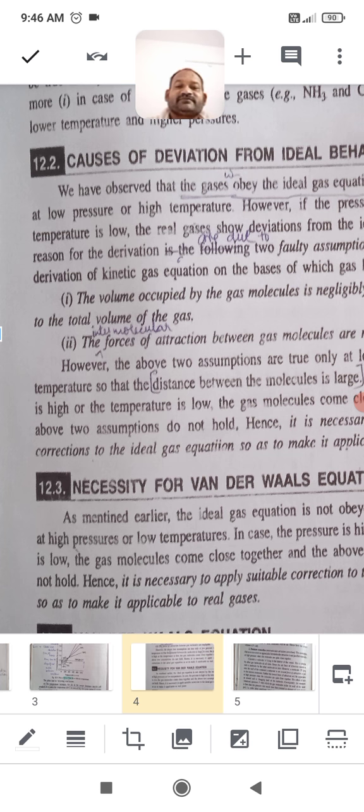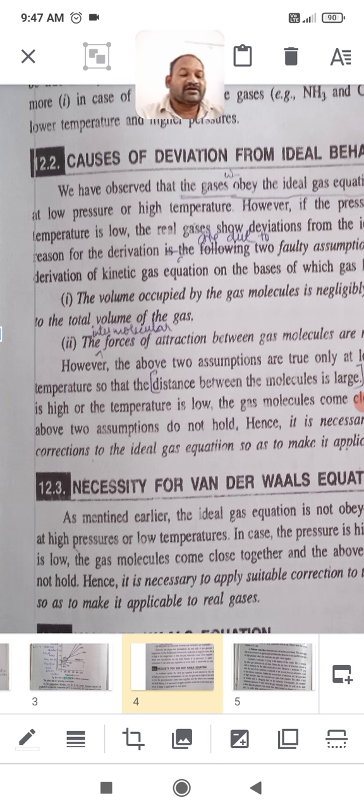Next one, necessity for Van der Waals equation. As mentioned earlier, the ideal gas equation is not obeyed by real gases at high pressure or low temperature. In case the pressure is high or the temperature is low, the gas molecules come close together and the above two assumptions do not hold. Hence, it is necessary to apply suitable corrections to the ideal gas equation so as to make it applicable to real gases.